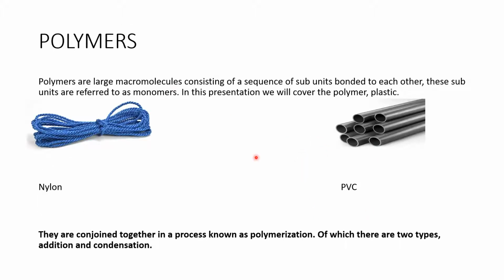Welcome to the third part of the presentation. In this part of the presentation, we'll be talking about the differences between condensation polymerization and addition polymerization. So what are polymers? Polymers are a sequence of subunits bonded to each other, like these examples here. We refer to these subunits as monomers. The process in which these are conjoined is known as polymerization, and there are 2 types, addition and condensation.